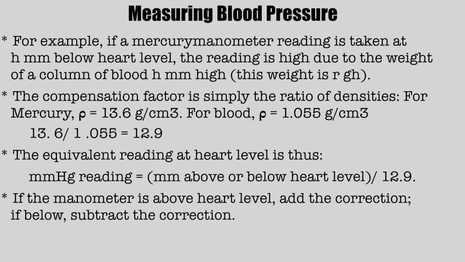So the equivalent reading at heart level, in millimeter Hg, is equal to the millimeter above or below heart level divided by 12.9. If the manometer is above the heart level, add the correction, and if it is below, subtract the correction. Now let us see the indirect method of blood pressure measurement.